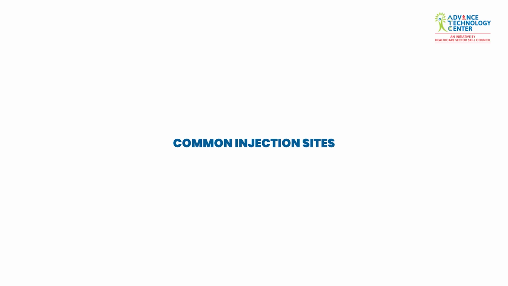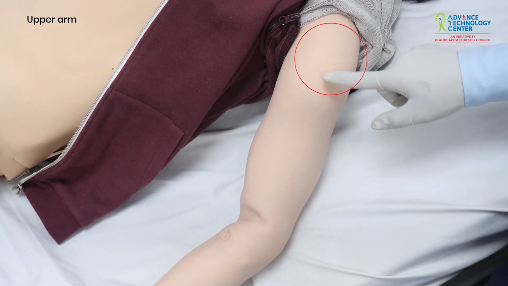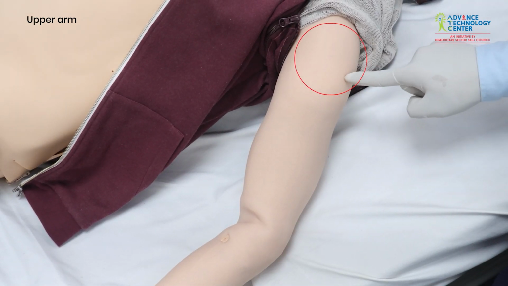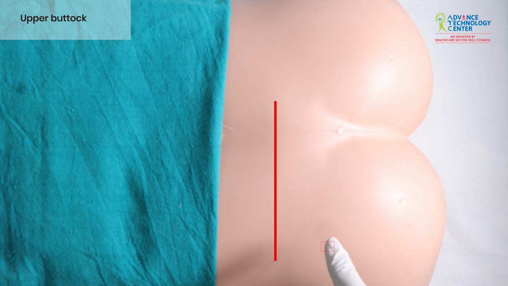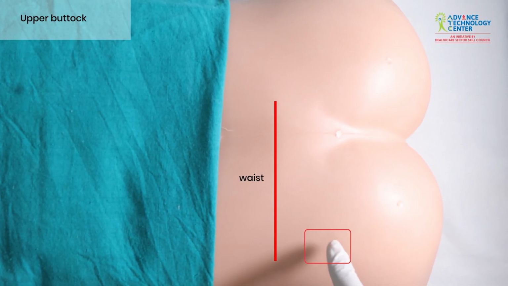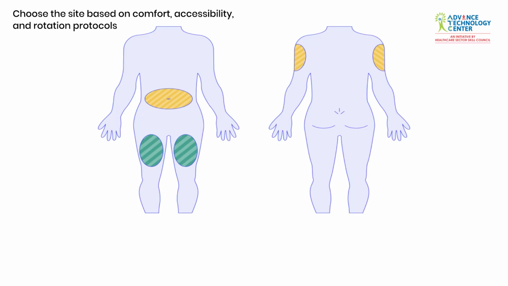Common injection sites. For the upper arm, use the back or side of the upper arm where there is enough fatty tissue. For the upper buttocks, choose the area between the waist and the upper gluteal fold. Choose the site based on comfort, accessibility, and rotation protocols.